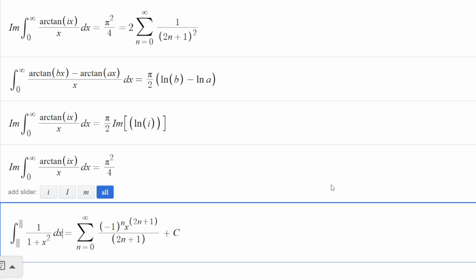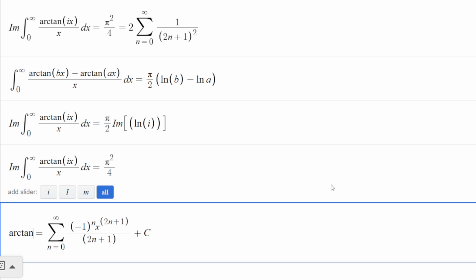Well, this gives us arctangent x, right? That's the antiderivative there, arctangent x. We need this to match up for all values of x. So we'll plug in x is equal to 0. We get 0 on this side and 0 plus c on this side, implying that c is equal to 0. So that is true. Okay, but now there's a problem.